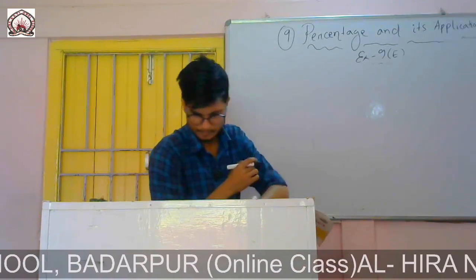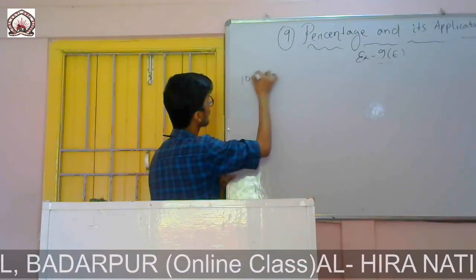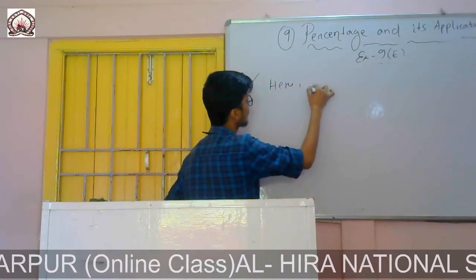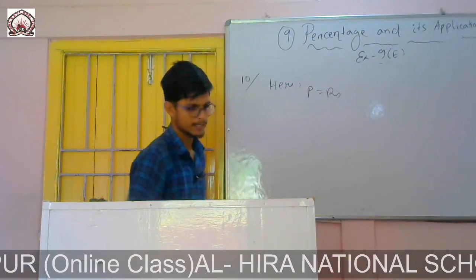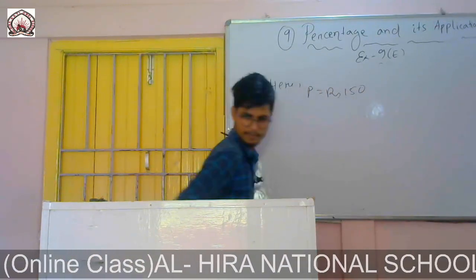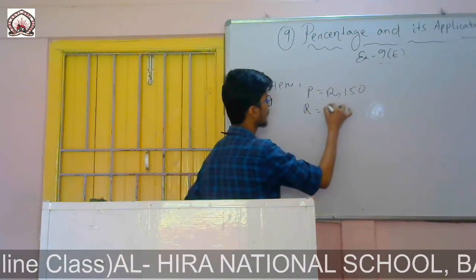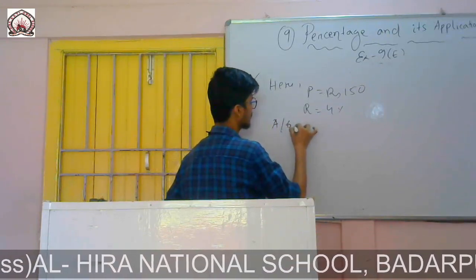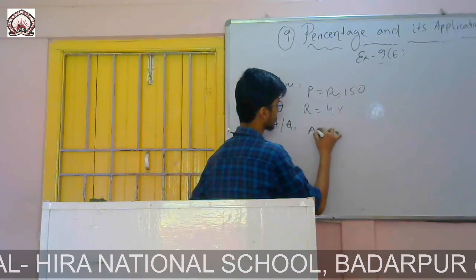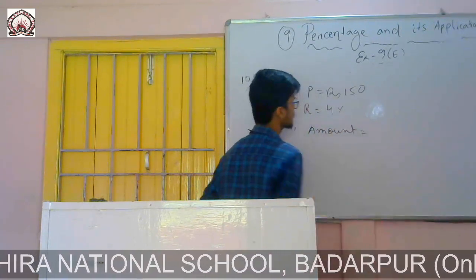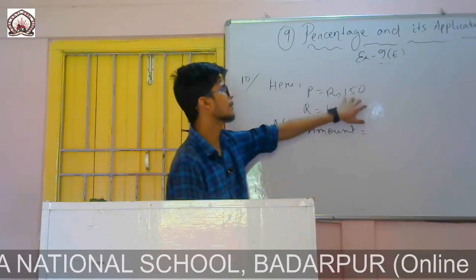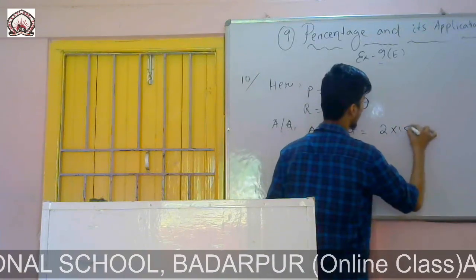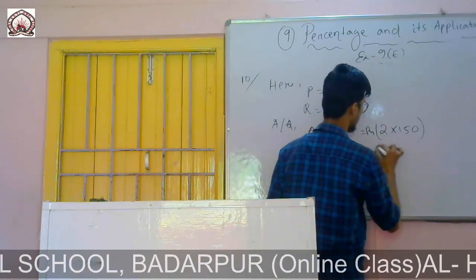Question number 10. Here principal equals to rupees 150, then rate it is given 4%. Then according to the question, amount is equals to, that means I have to double the principal, that means 2 into 150, which will be equals to rupees 300.